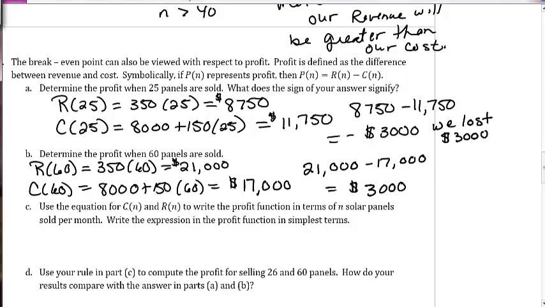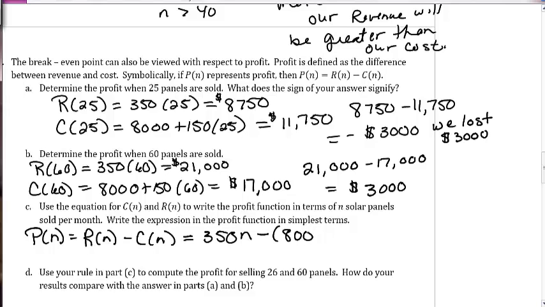So now use the equation C of n and R of n and write a profit function in terms of n solar panels sold per month. Write the expression in the profit function in simplest form. So P of n is our revenue function minus our cost function. Our revenue function was 350 times n minus our cost function. So we're subtracting this whole function, so put it in parentheses. So that was 8,000 plus 150n.